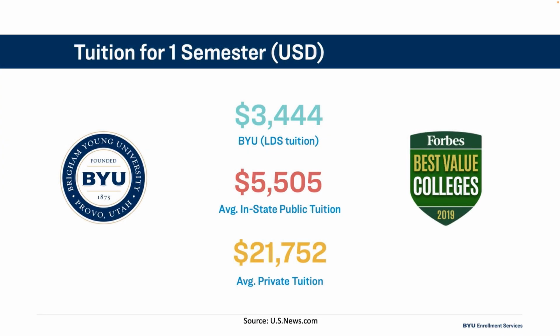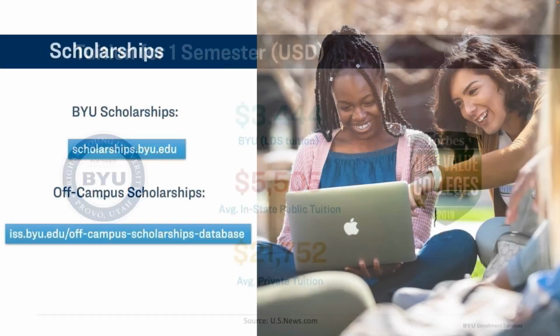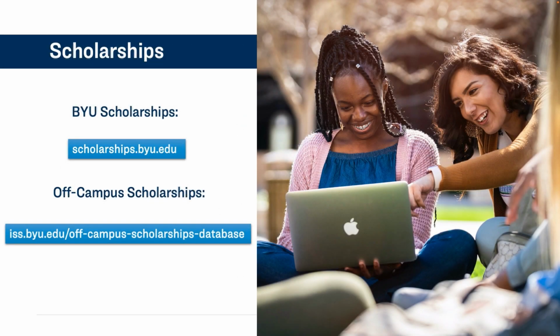Because the Church of Jesus Christ of Latter-day Saints sponsors BYU and is strongly invested in education, they've been able to keep tuition very low. So at the top you can see for one semester, BYU LDS tuition is $3,444 for this upcoming year. Compared to the average in-state public tuition, and especially the average private tuition, you can see that this is a great deal. However, we know that there's still a lot to pay for, and so we do offer scholarships.